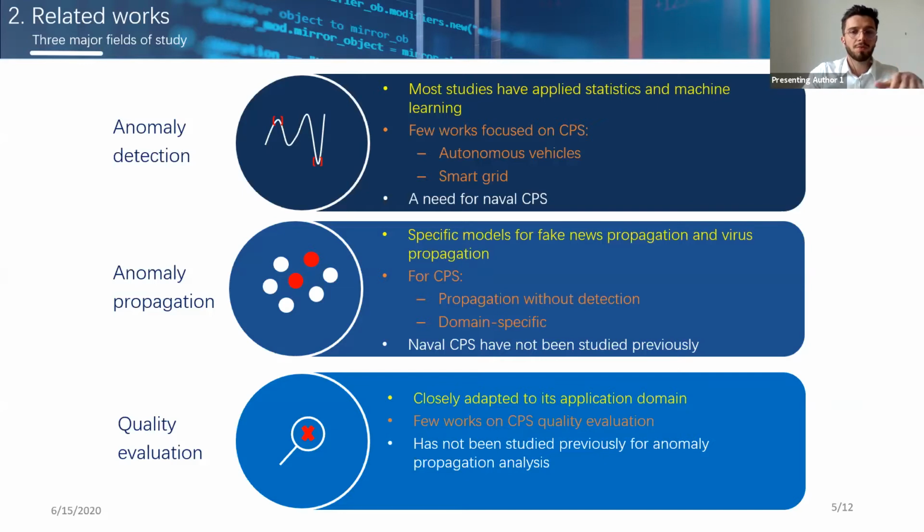Our work proposes to address these issues by defining a CPS-oriented graph model framework combined with data and information quality evaluation for anomaly propagation analysis.